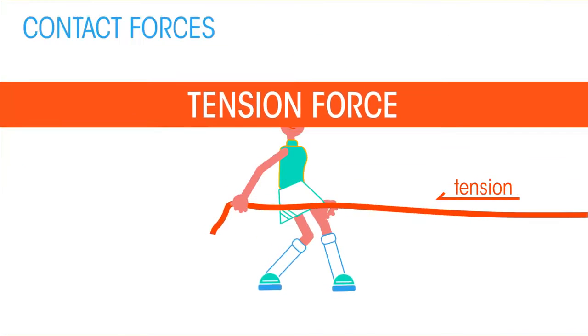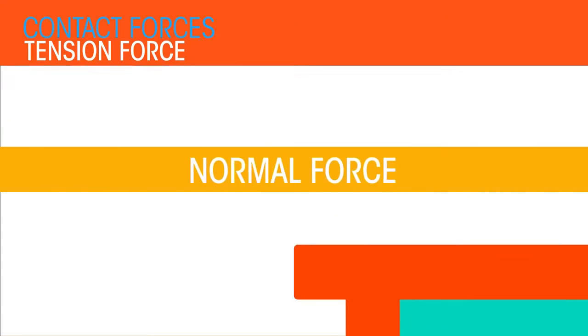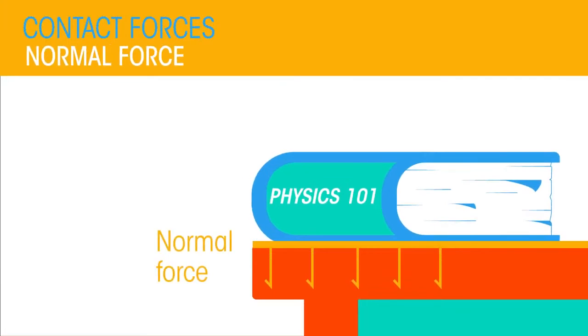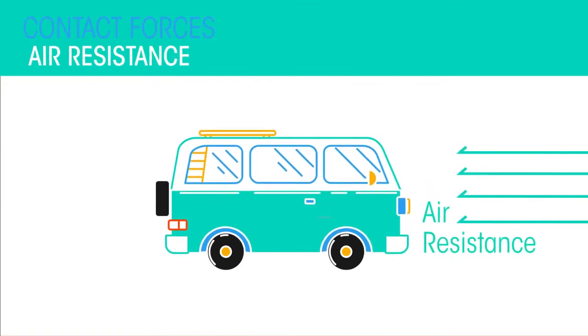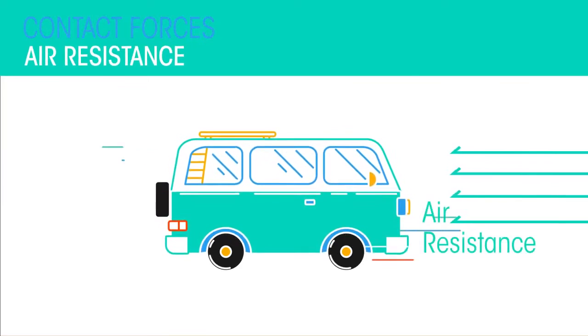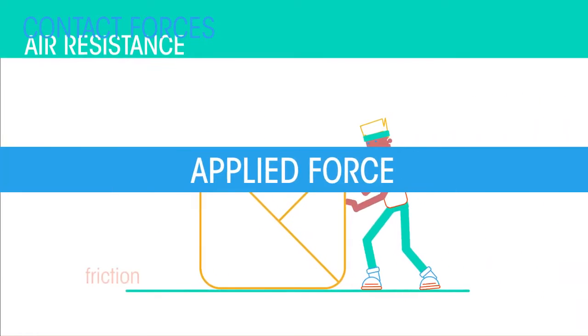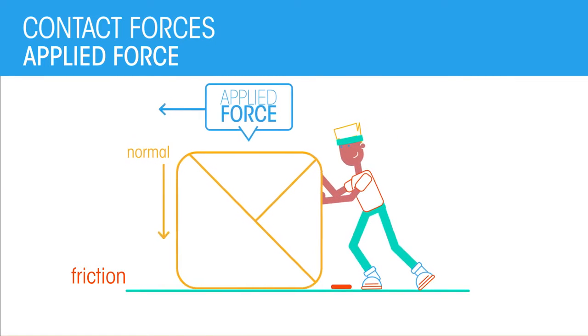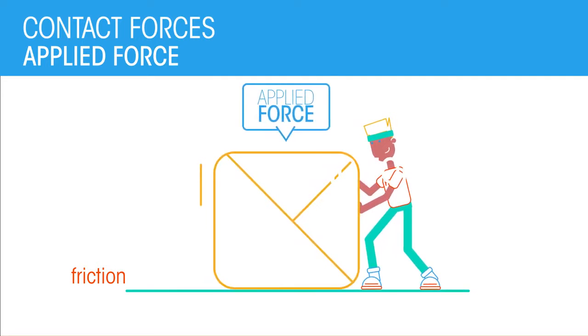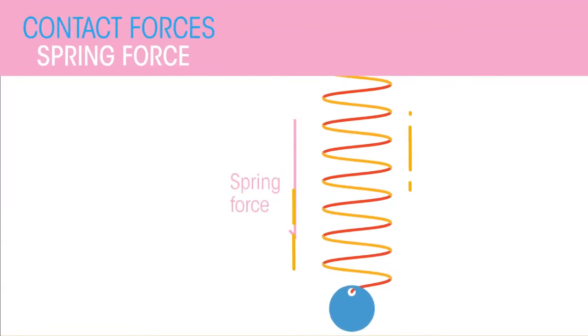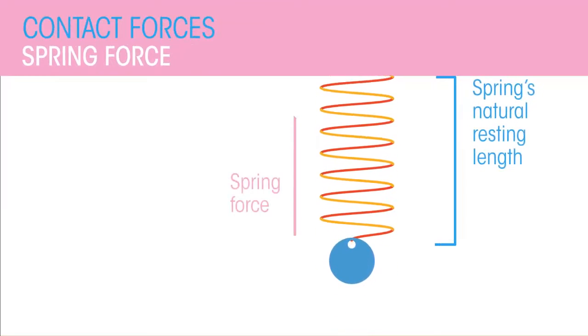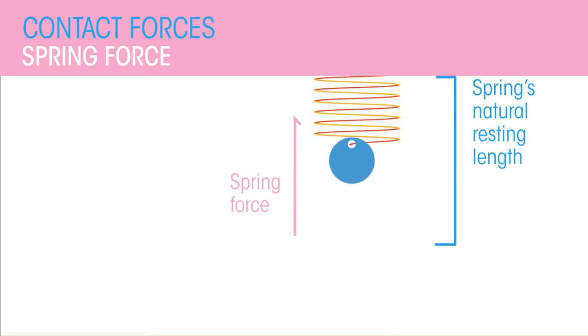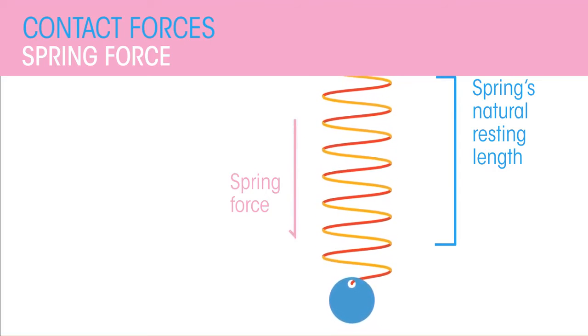Tension is exerted through a rope when we pull something. Normal contact force supports an object that is resting on a surface, for example, between your books and your desk. Air resistance acts on a moving object through the air. The air particles slide over the moving object, slowing it down. Pushing that box across the room has friction, normal, and applied force all at once. And then spring force. It pulls the spring back into its natural resting length, whether that means squashing the spring back up or extending the spring back out.